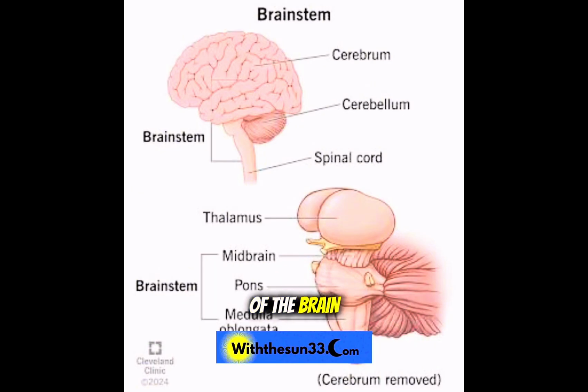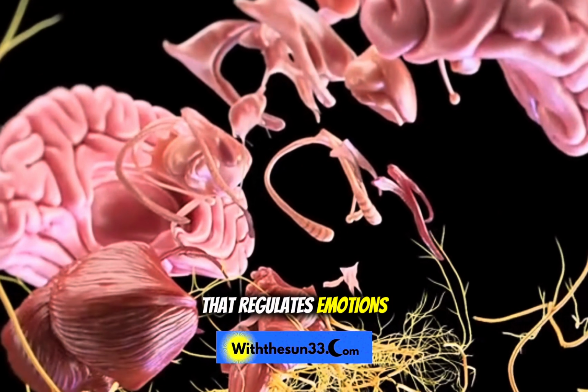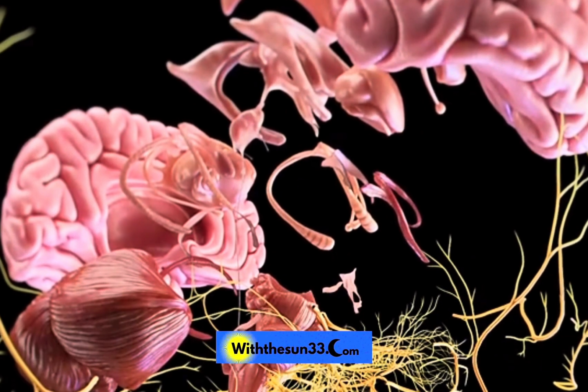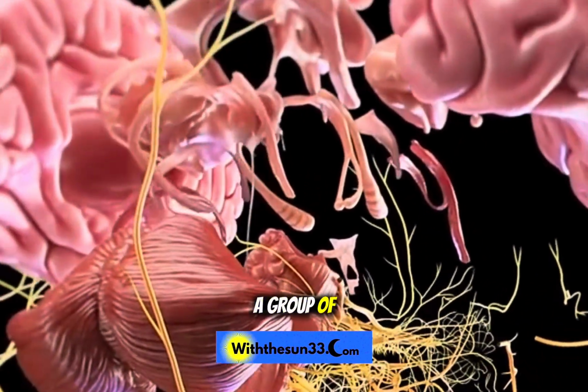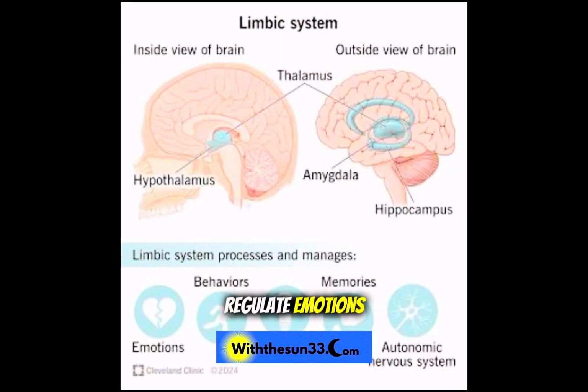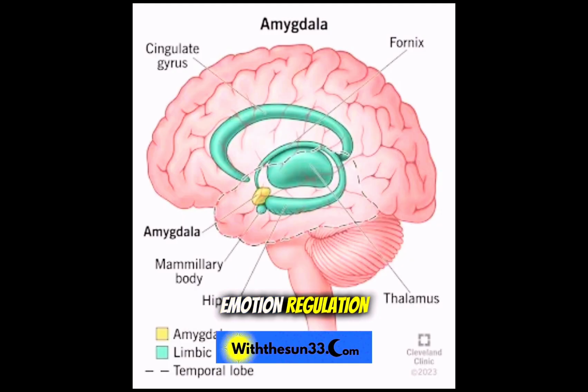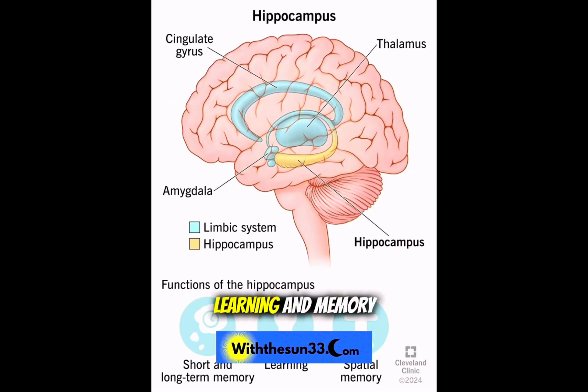The next part of the brain is the portion that regulates emotions, memory, and survival instincts. This would be the limbic system, the emotional and memory center, a group of structures deep in the brain that regulate emotions, memory, and survival instincts. The amygdala controls emotion regulation, especially fear and aggression. The hippocampus is in charge of learning and memory formation, spatial navigation.